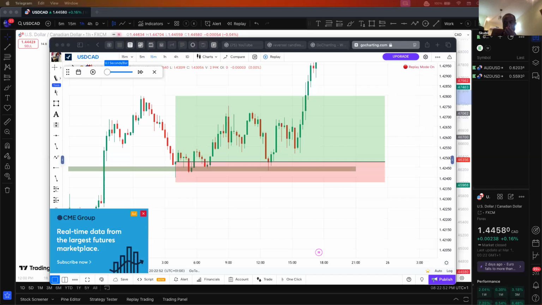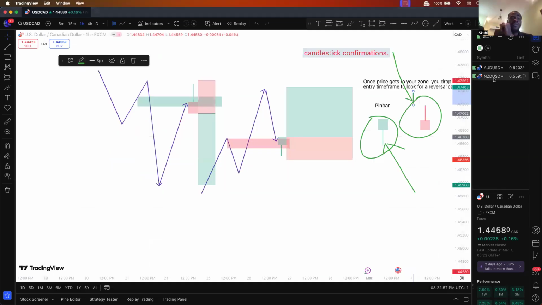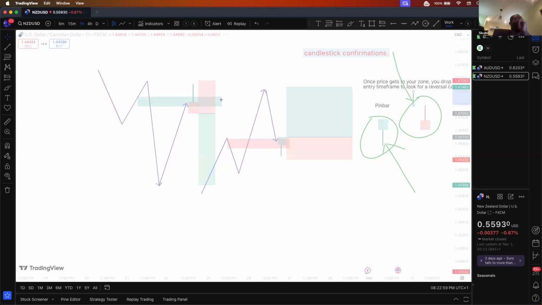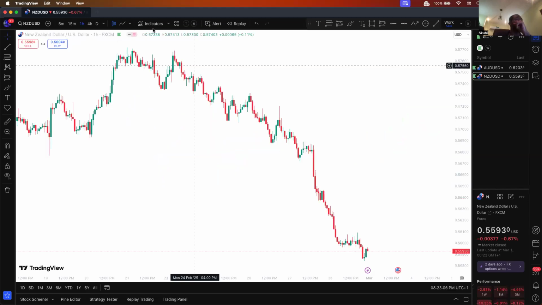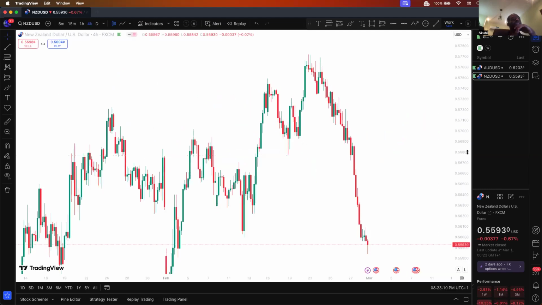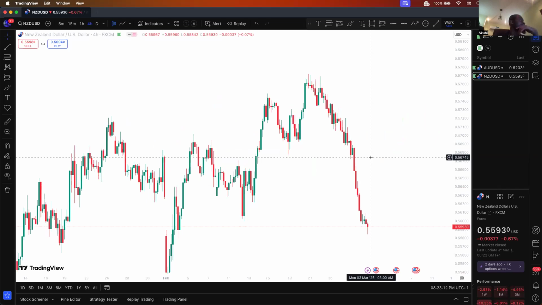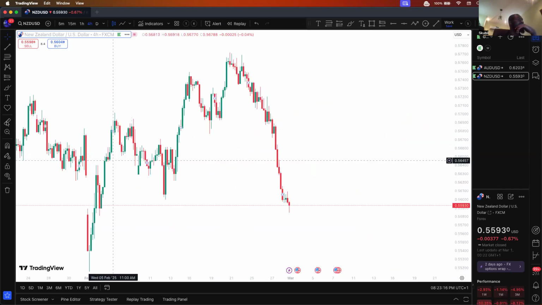Someone is saying, can you analyze NZD USD quickly, please? Do we have time? We have 3 minutes. Let me see. This is crazy. So let's look at the 4-hour time frame. Okay, so we more or less shifted to a downtrend to a certain level, yeah?